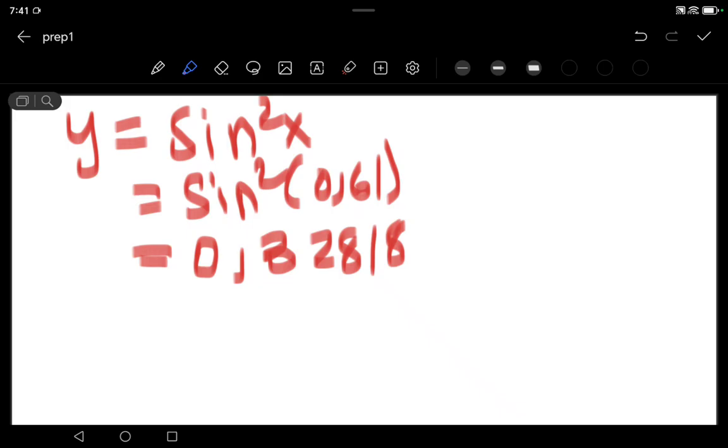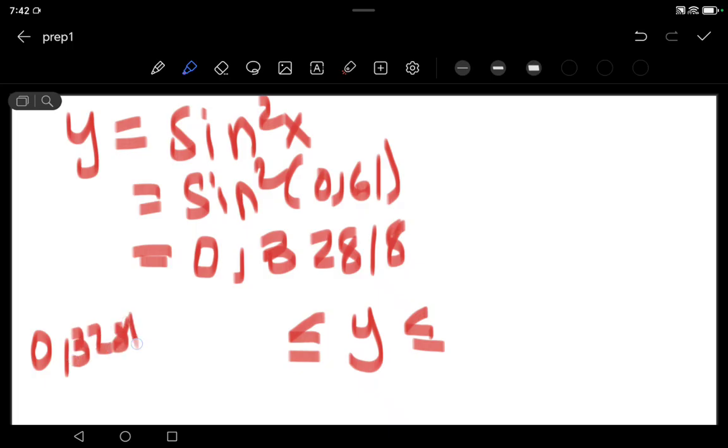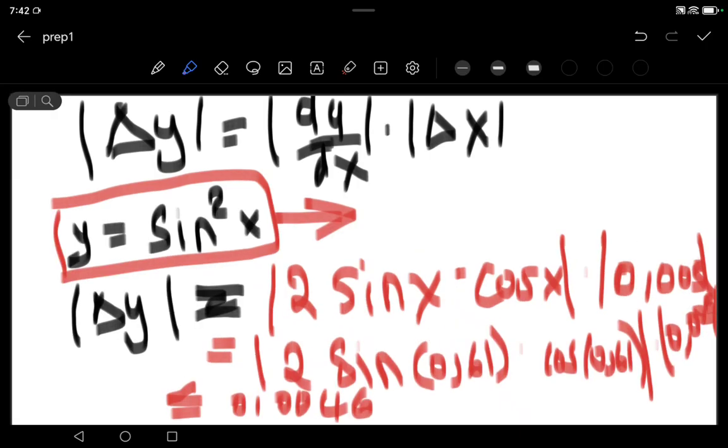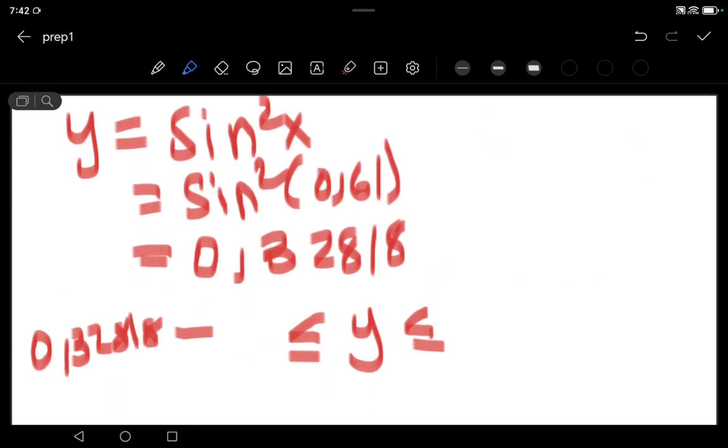Yes, so the reason why we are calculating this is that we want the interval. To get the interval, this is how we calculate it. The y is going to be between this and this. On your right hand side, it's going to be 0.32818 minus the answer that we got, 0.0046. So to get the intervals, we start by calculating with the original equation, and then we get the answer. After getting the answer, we get the intervals.